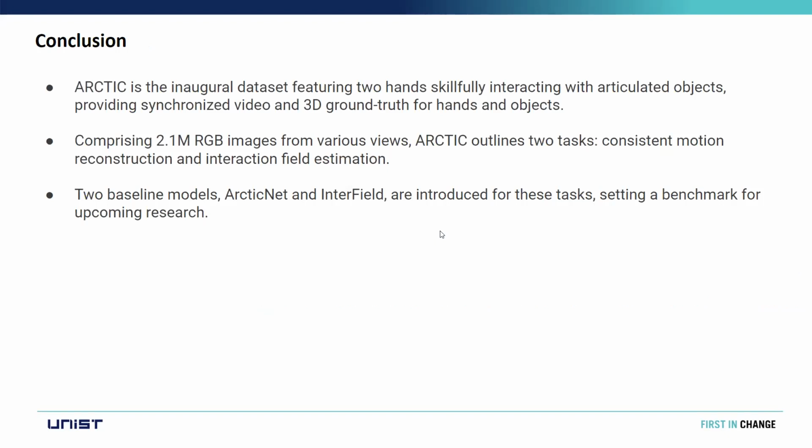So in conclusion, we can say Arctic is a dataset featuring two hands skillfully interacting with articulated objects, which means objects that can be rotated and translated for a given task. They provide synchronized video and 3D ground truth for hands and objects. It also contains 2.5 million RGB images from different viewpoints. Arctic outlined two tasks, which I described before: consistent motion reconstruction and interaction field estimation. Finally, this paper also provided two baseline models, ArcticNet and InterField, that are very useful for future upcoming research.